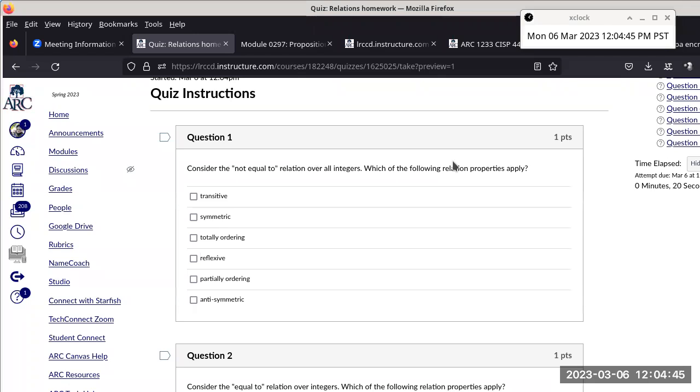Question number 1. Consider the not equal to relation over all integers. Which of the following relation properties apply? It is not transitive because 1 does not equal 2, 2 does not equal 1, but 1 does equal 1. So it's not transitive. It is symmetric, yes, because 1 does not equal 2 and 2 does not equal 1. It is not totally ordering because it is not transitive. It is not reflexive because a number is not equal to itself.